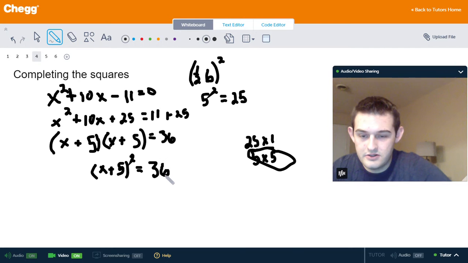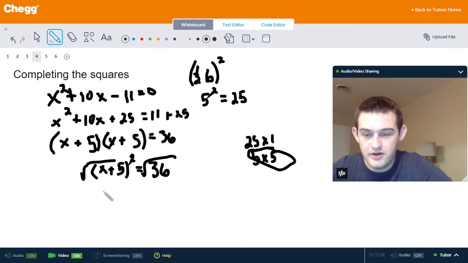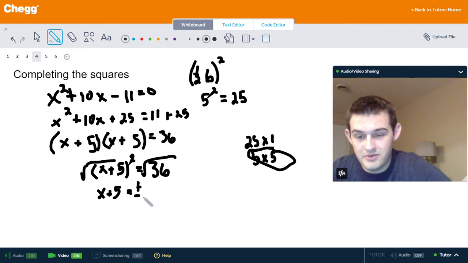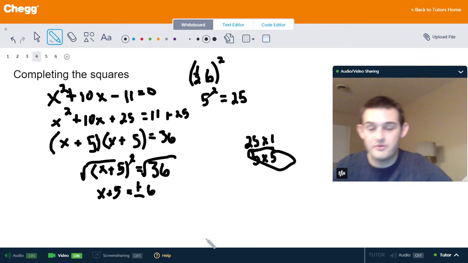And then I can solve for x. So I take the square root of each side. The square root of something squared is just itself, so x plus 5, and that is equal to the square root of 36, which is 6. And also remembering it's plus or minus 6 because it's a square root.